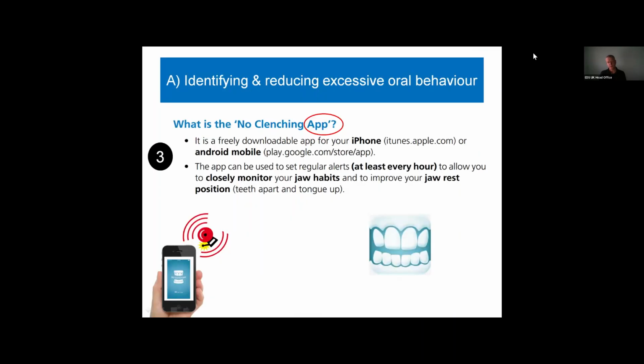The final part of the strategy, and probably the most important, is then to download an annoying repeat reminder app. And you can either download this fairly old app, the No Clenching app, or there's various apps that you can get repeat alerts on iPhone or your Android from Apple or Google Play. And what you do is you set these apps to go off about once every half an hour.